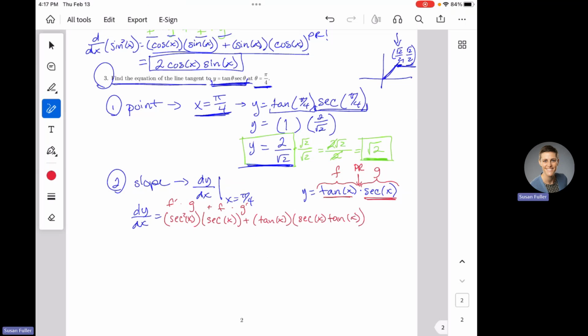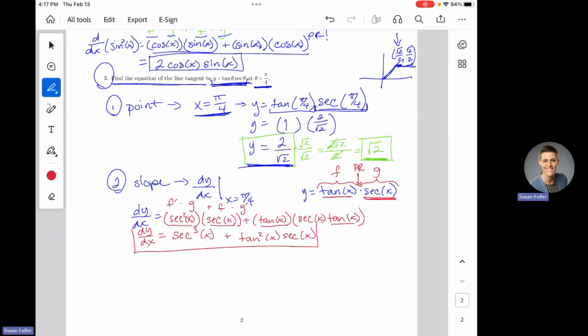So that's my derivative. I could simplify that if I wanted to. The secant cubed, right? Because 2 secants times another secant is secant cubed, plus, I've got a couple of tangents, so tangent squared of x times secant of x. Okay, so this is my derivative. But again, to find my slope, I want the slope at x equals pi over 4. So I'm going to plug that in to my derivative. And that's going to be the slope of my line.